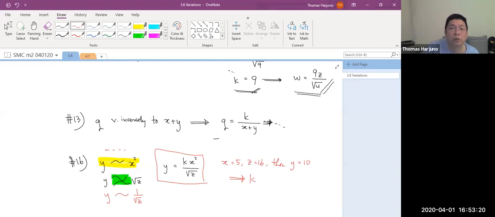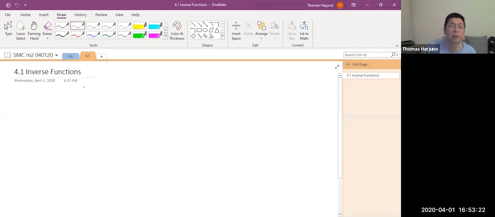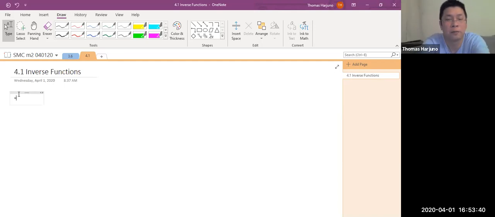Okay, let's go on to 4.1, inverse functions. In this section I will discuss a couple of things. This section is supposed to be a short section, but once you put it in my hand, it becomes quite a long section. What are the things we'll cover here? First, I will cover what we call a one-to-one function.